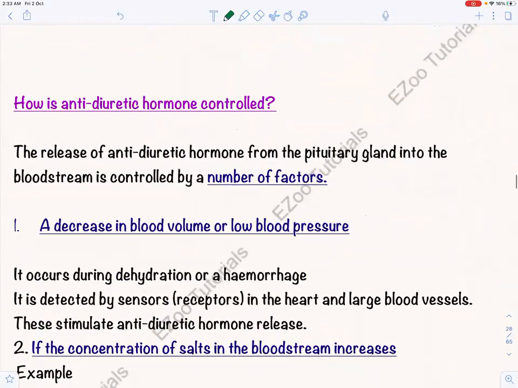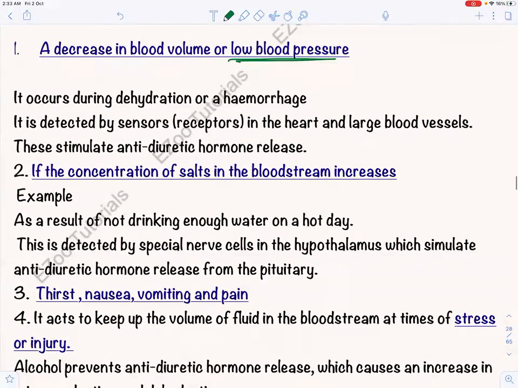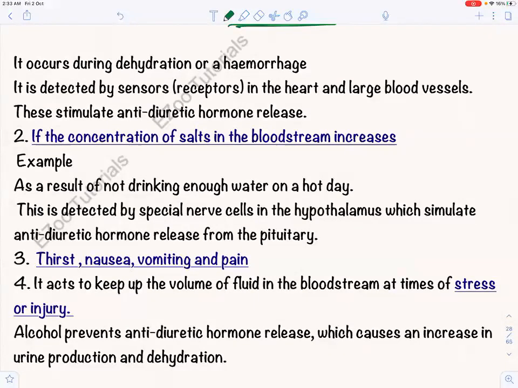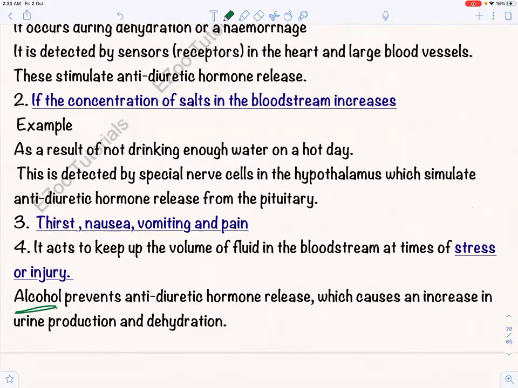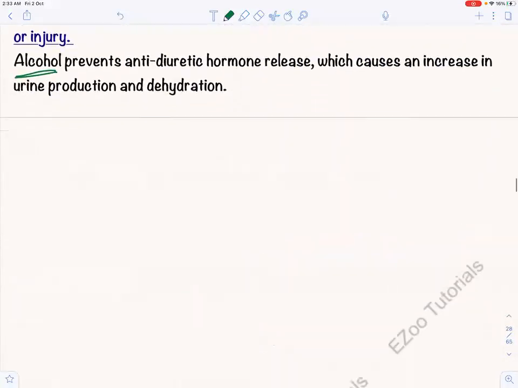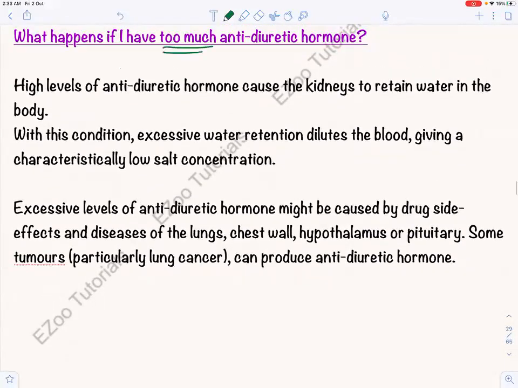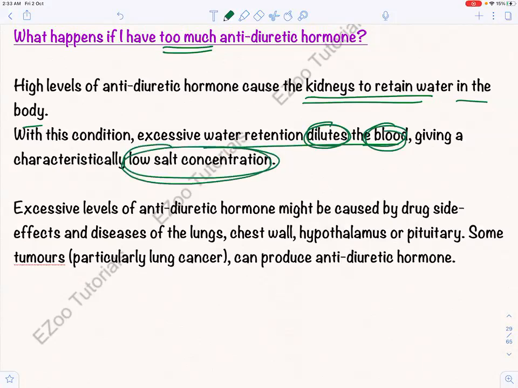Now, how is antidiuretic hormone controlled? So we have already done this: low blood pressure, and then you can just read about it. Alcohol, we have done about alcohol, thirst, nausea, vomiting, pain, right? So we have done all these things. Now you can see what happens if I have too much antidiuretic hormone. The kidneys will retain water in the body, and water retention dilutes the blood, giving a characteristic low salt concentration, right?